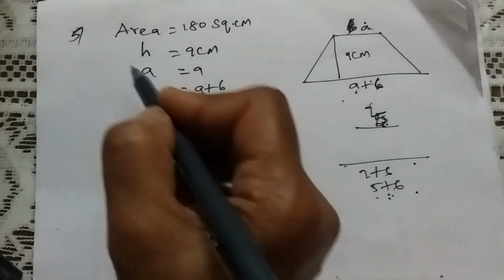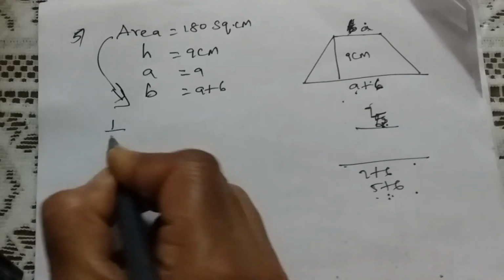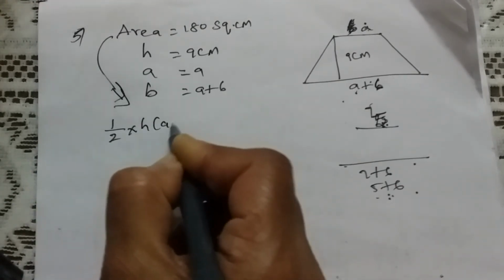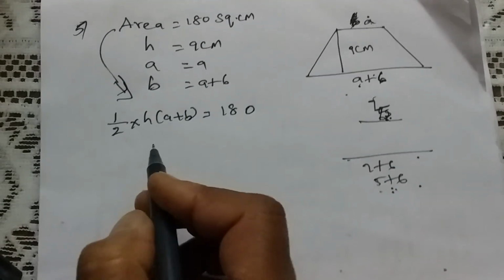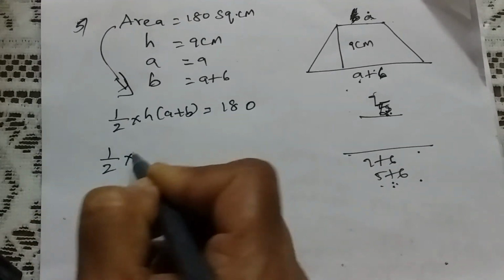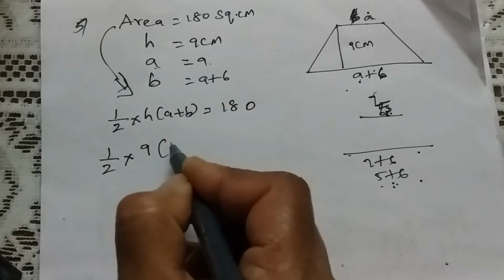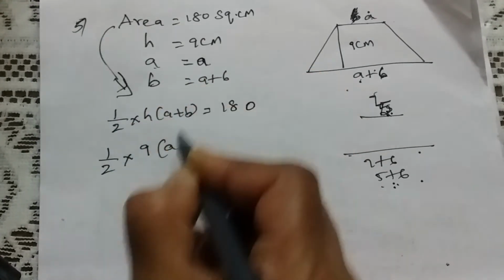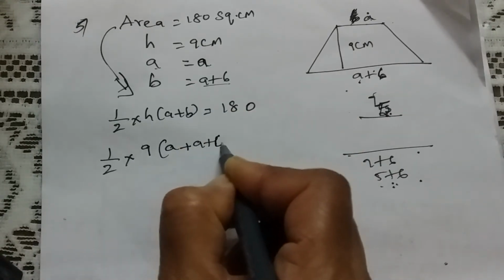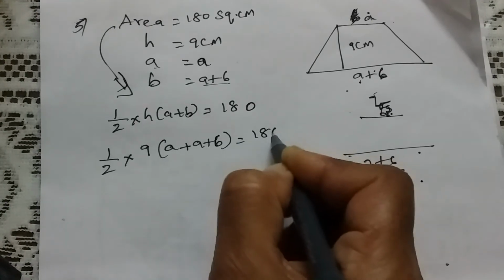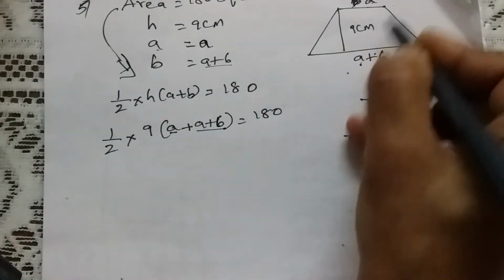Okay, now write the formula for area. What is the area of the trapezium? Half, 1 by 2 into h into a plus b. How much is the area? 180. Now 1 by 2 into, how much is h? h is 9 centimeter, into a, which is A only, plus b, which is A plus 6, is equal to 180. Do you understand? This is the side A, this is the side B.